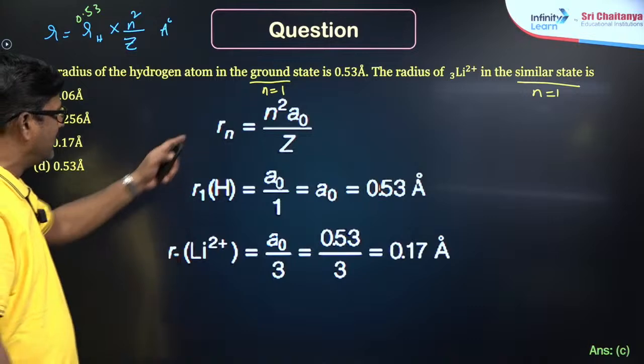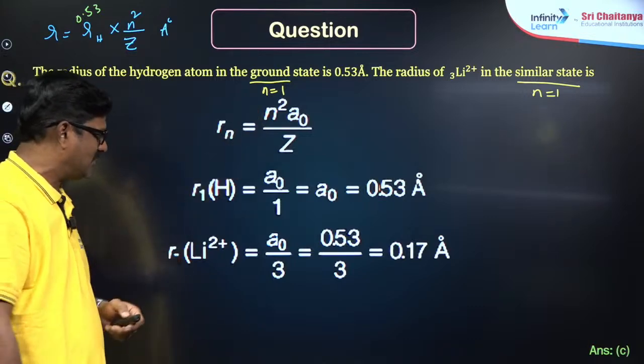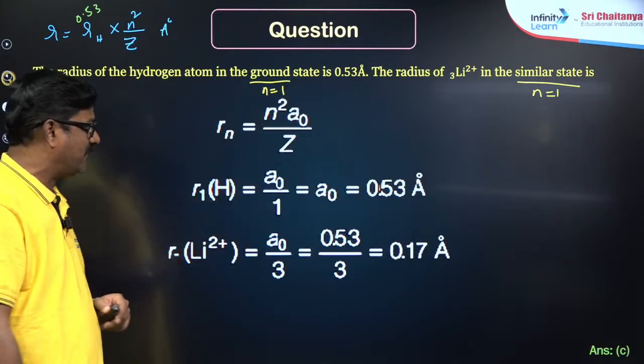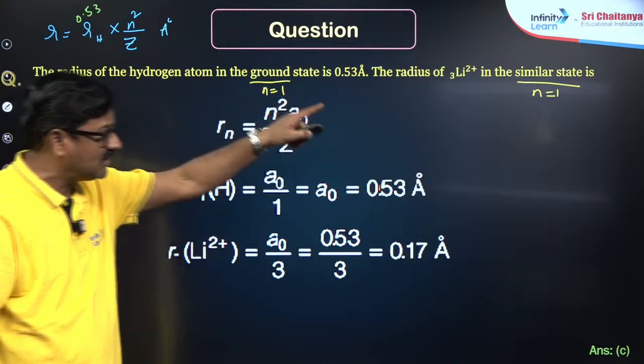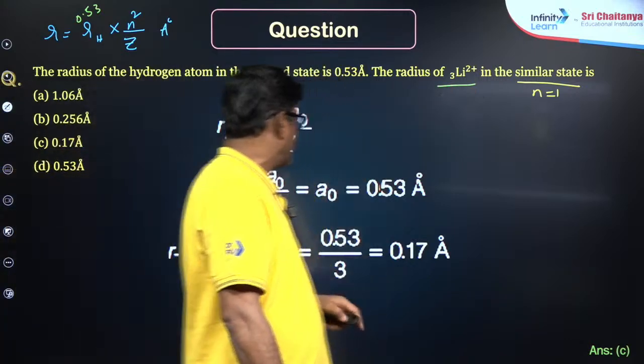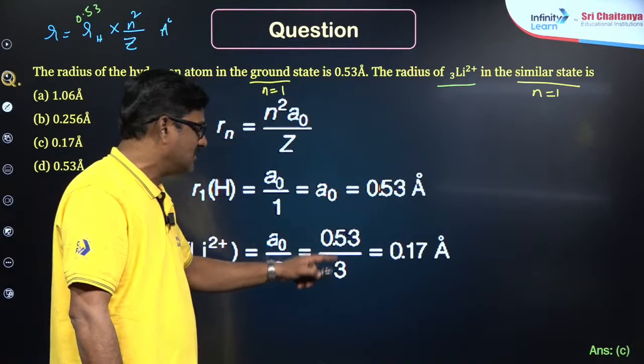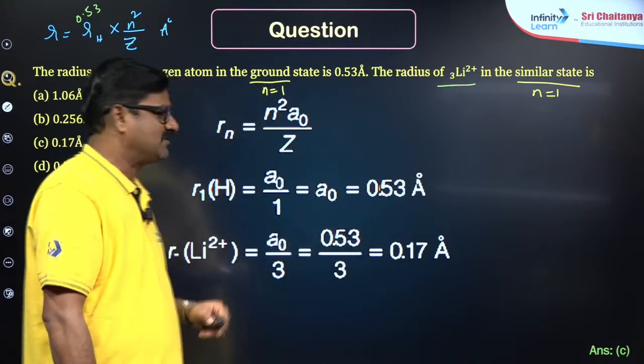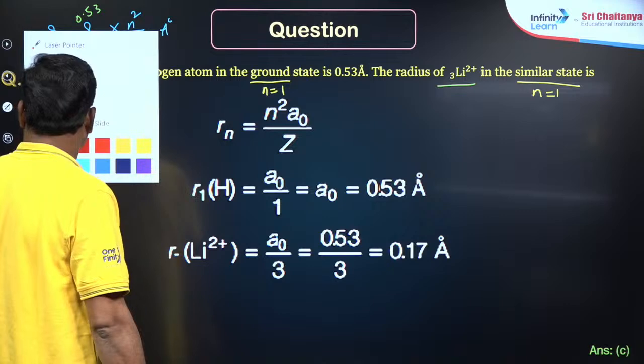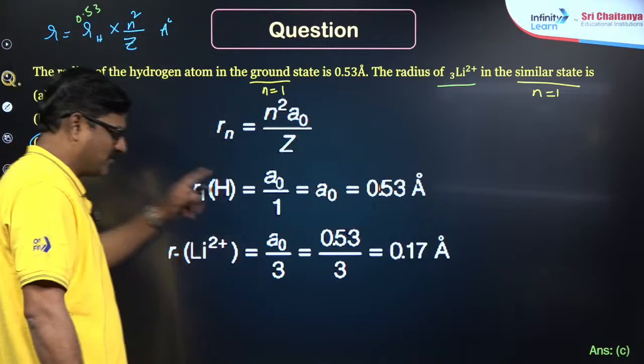How? You can see radius is equal to a naught n square by Z. It is said that n square upon Z is equal to 3. So it is going to be 0.53 by 3 is equal to 0.17. Your answer 0.17 is going to be the correct answer. Perfect.